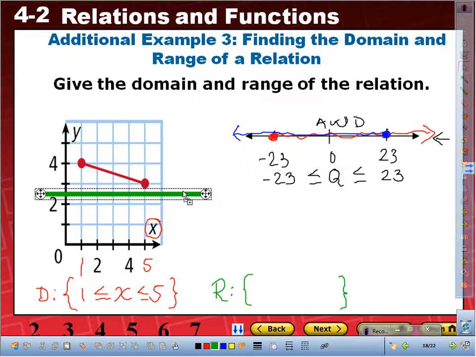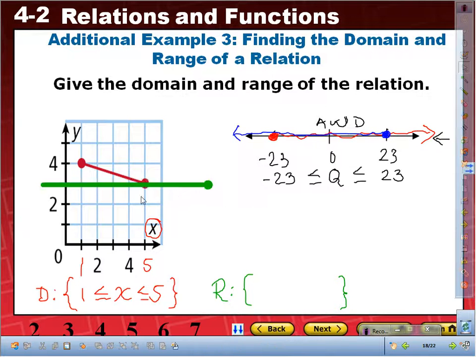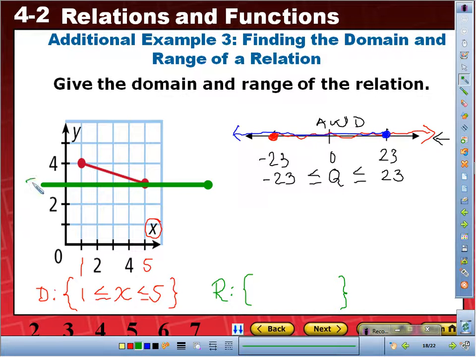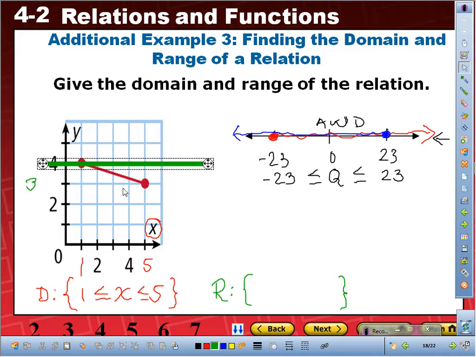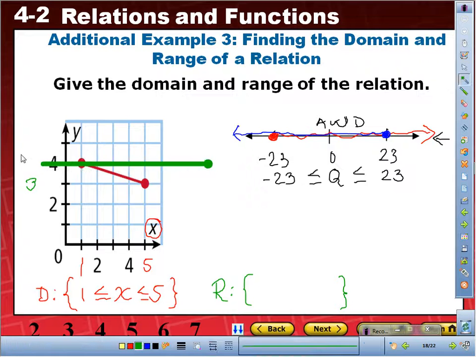Where does it first touch that graph? At 3. Does everybody see that? It touches at 3. If I continue going up, where does it end? 4. So therefore, that's how we get our range, from 3 to 4, and it's the variable y, less than or equal to, less than or equal to.